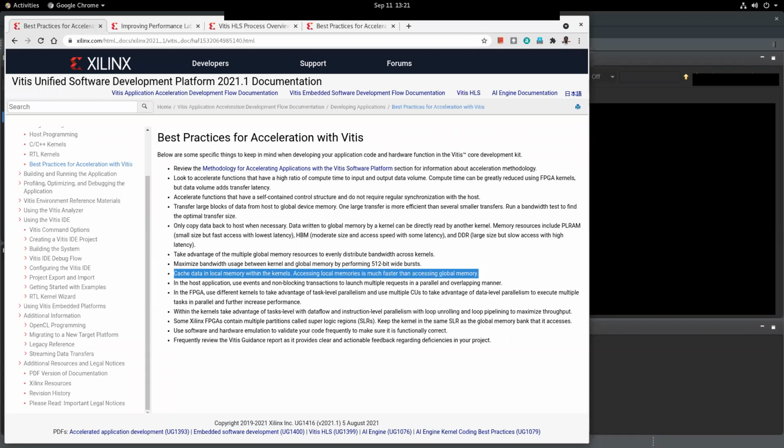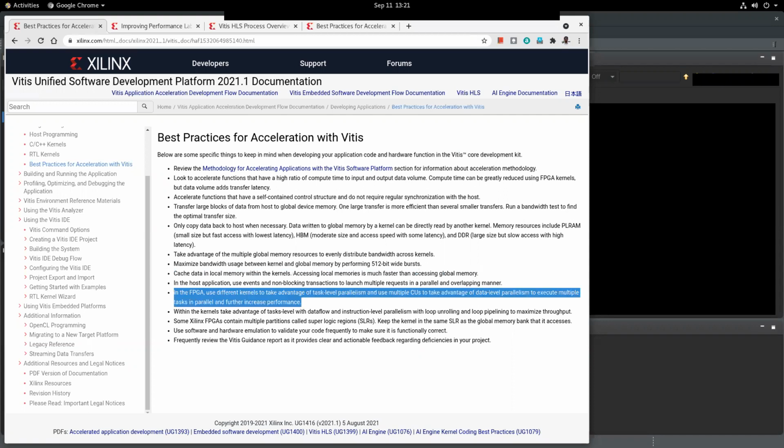And one more important idea is this. In the FPGA, different kernels are used to take advantage of task parallelism, and multiple CUs, compute units, are used to take advantage of data level parallelism to execute multiple tasks in parallel and further increase performance. So right now you have only one kernel.